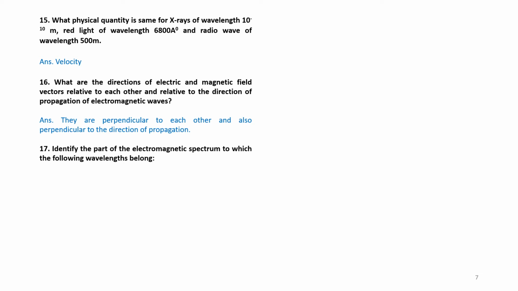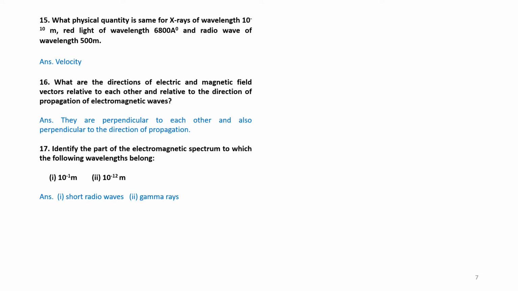Question number 17. Identify the part of electromagnetic spectrum to which the following wavelengths belong. 1. 10 to the power of 1, 10 to the power of minus 1 meters. Part 2, 10 to the power of minus 12 meters. First one is short waves and second one is gamma rays.